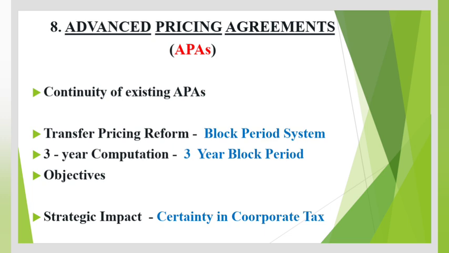Block period system. While not specific only to APAs, the 2025 Act introduces a significant shift in how international and specified domestic transactions are assessed through a block period system. 3-year computation. Instead of determining the arm's length price every single year, businesses can now compute it over a 3-year block period for similar transactions. What is the arm's length price? To know this, go and watch the video whose link is provided in the description.